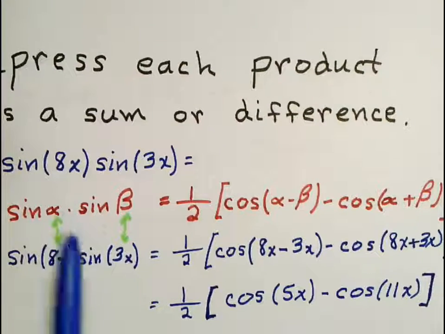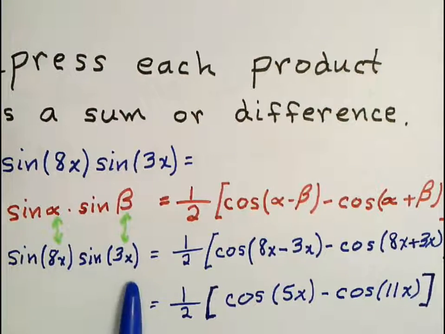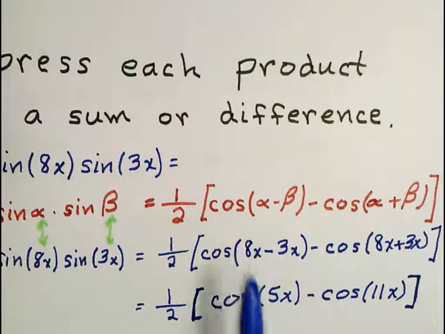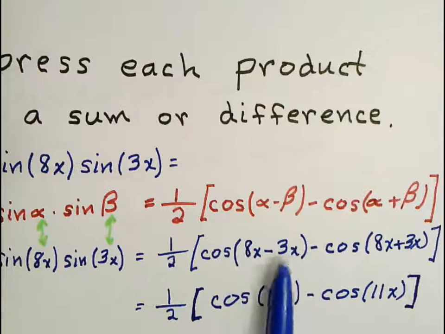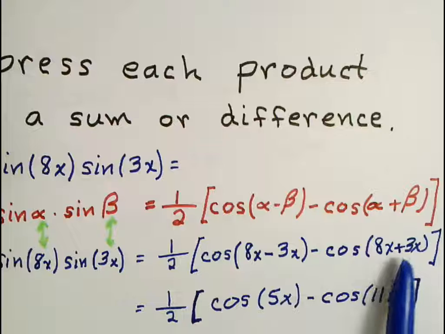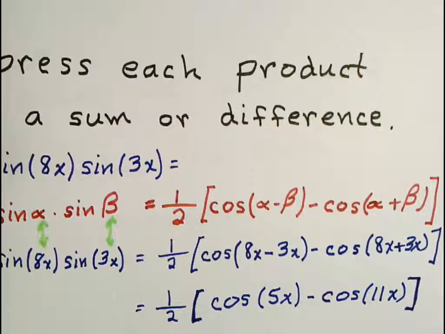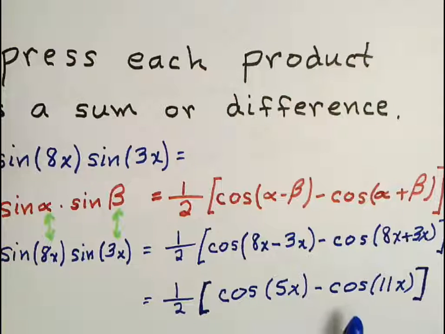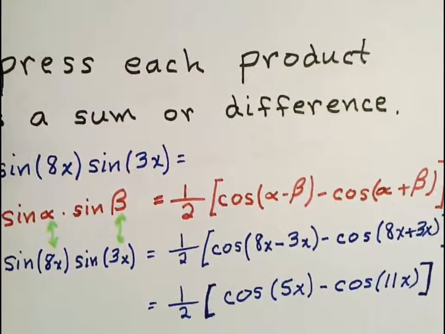Now, notice that the alpha is the 8x and the beta is the 3x. So all I do is go over and substitute into my formula. For alpha, I put 8x. For beta, I put 3x. This is the difference, so we get 5x. Substitute again for the alpha, 8x, and the beta, 3x. And when we add, we get 11x. So our final answer for sine of 8x times sine of 3x will be equal to 1/2 times the quantity, cosine of 5x, minus the cosine of 11x. And that's all we have to do. Just match up that formula and then do the substitution for your alpha and your beta.